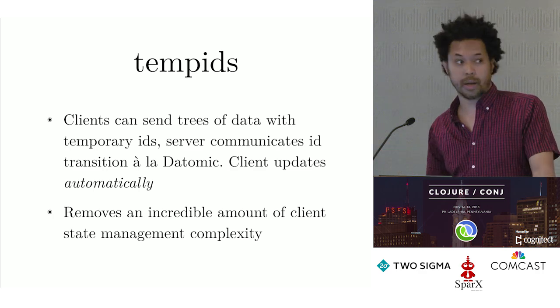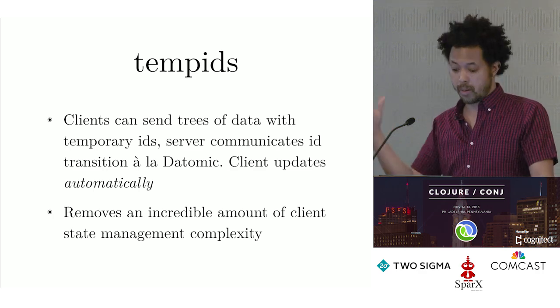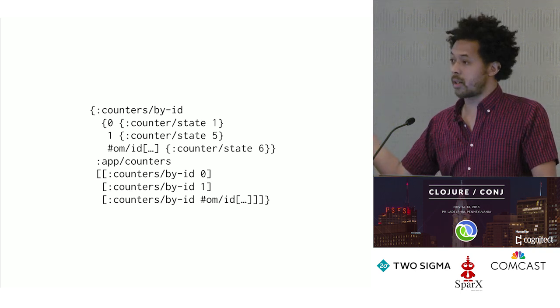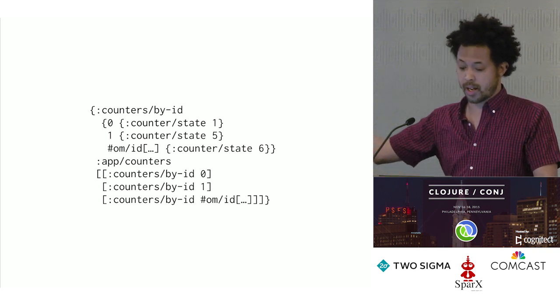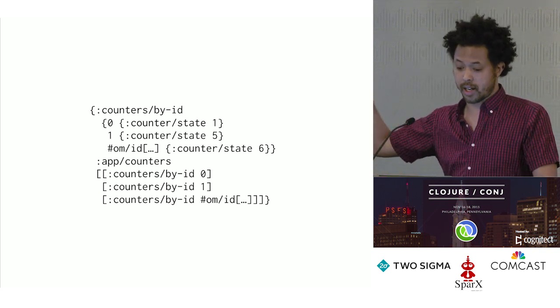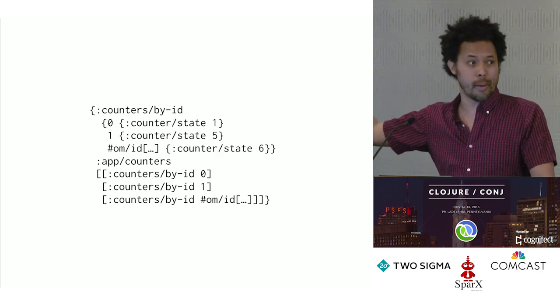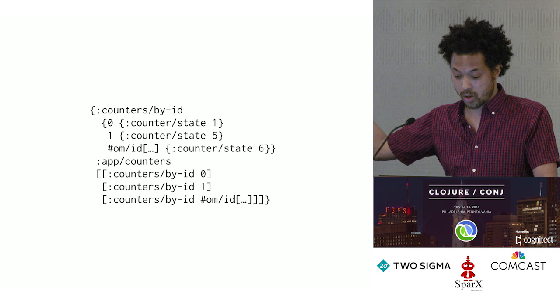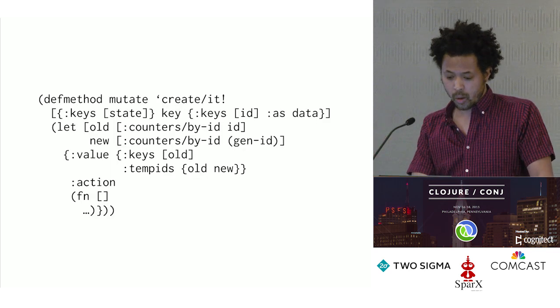Again, removes an incredible amount of complexity. If you've ever done anything non-trivial, this problem is terrible. So what does it look like on the client? What will happen? So here's some state. We'll explain the actual layout in a second, but notice there's this temporary Om ID thing. Who cares how it's represented? It's just something that the server can understand.